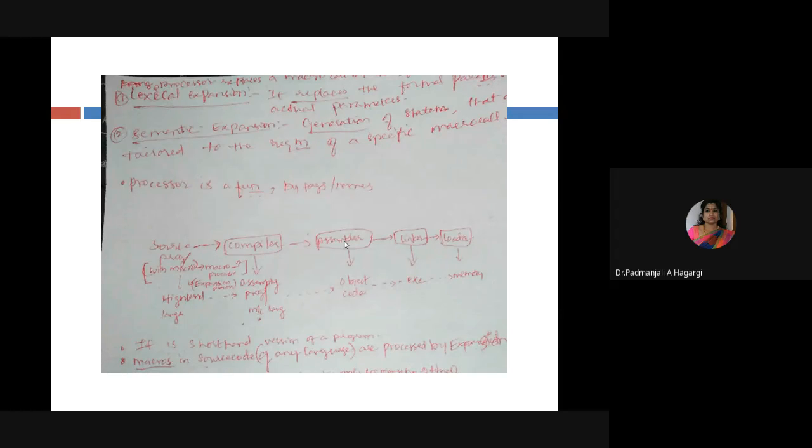The compiler, what does it do? What are the phases of the compiler? Lexical analysis, syntax analysis, and semantic analysis. The first three phases are called the front end phases, and the next three phases, which are intermediate code, optimized code, and the target code, are nothing but the back end process. This is also called the synthesis phases.